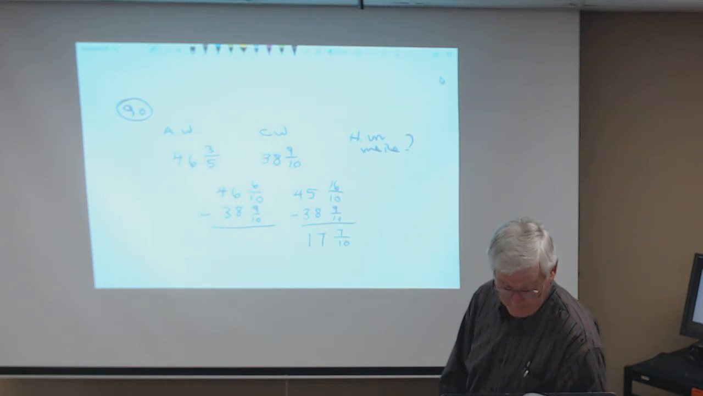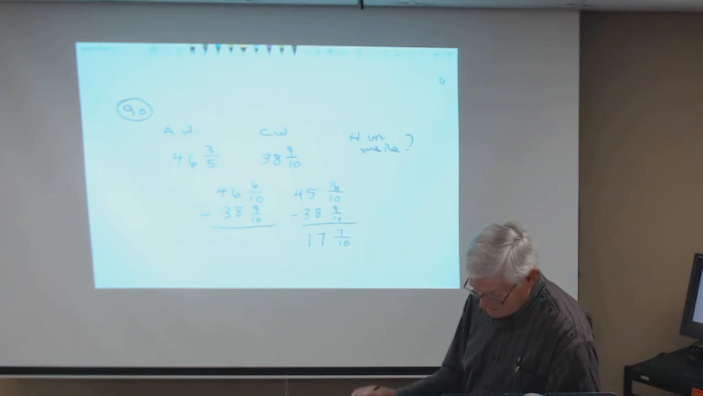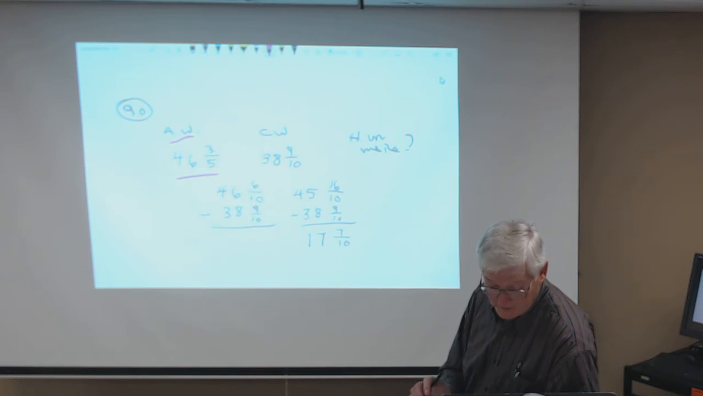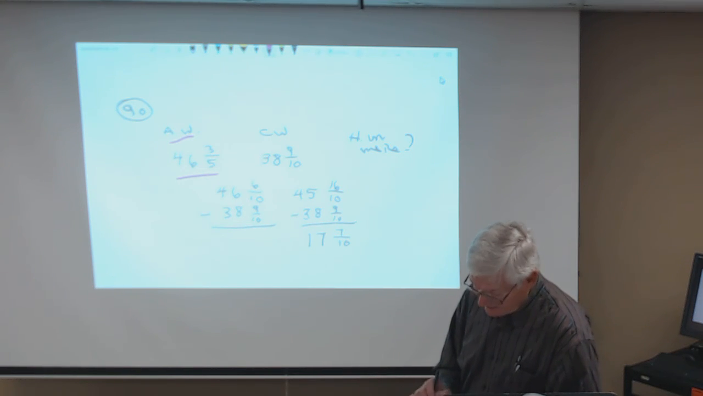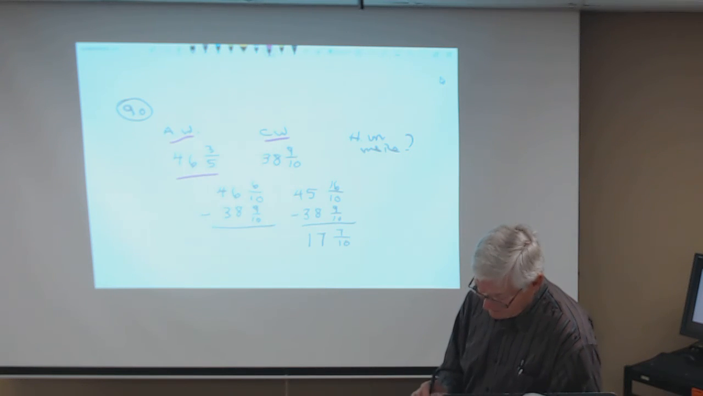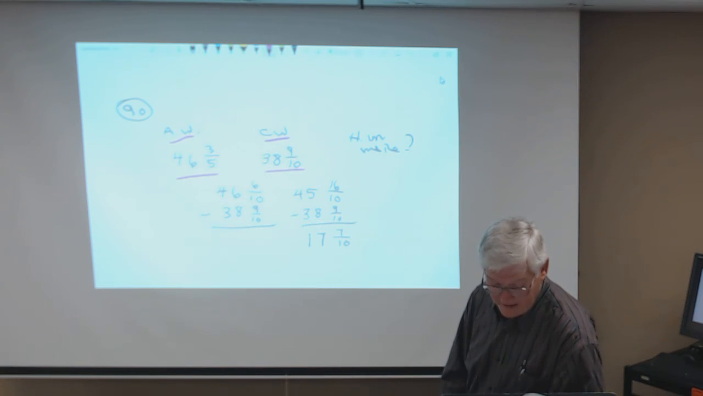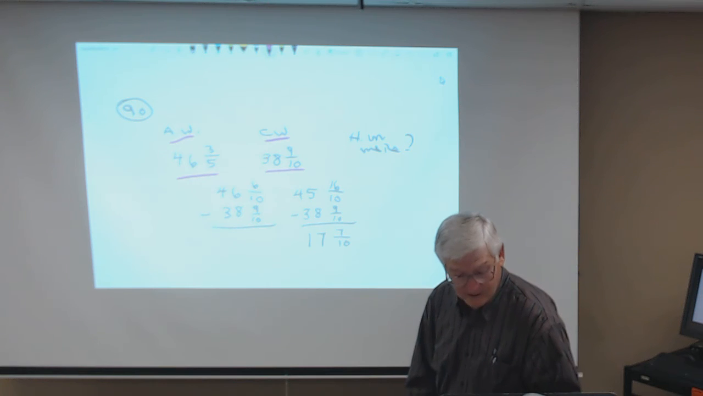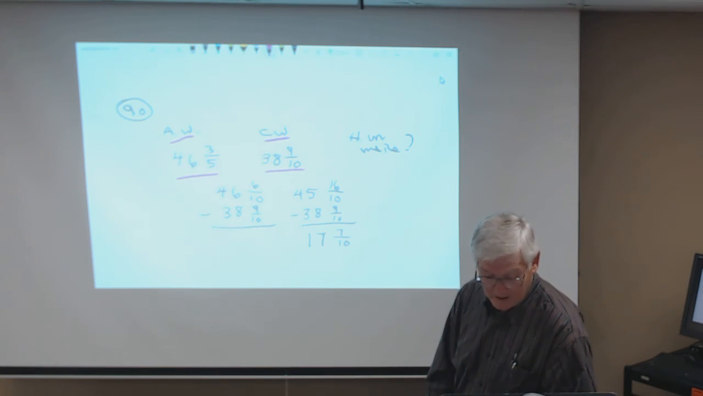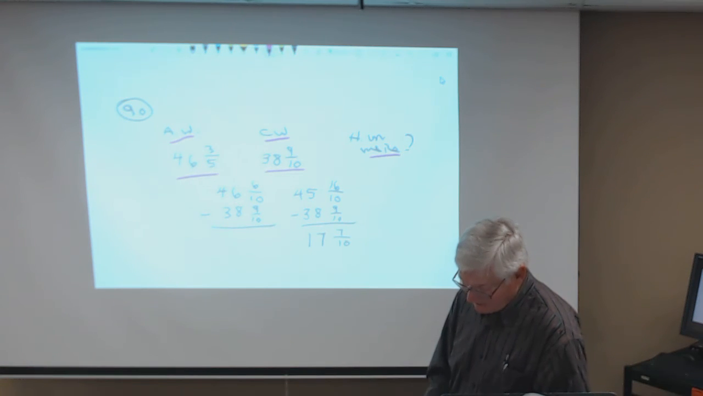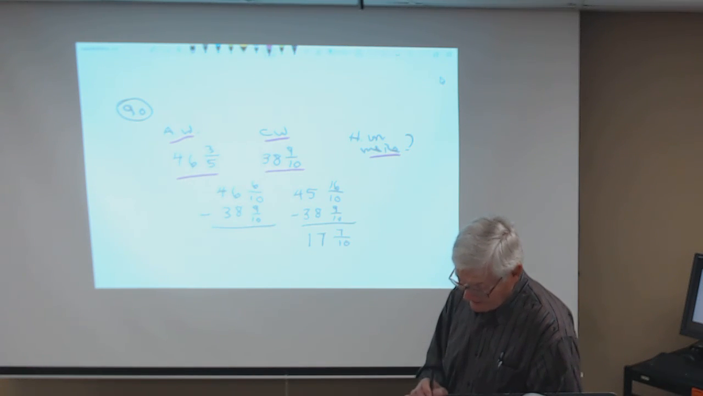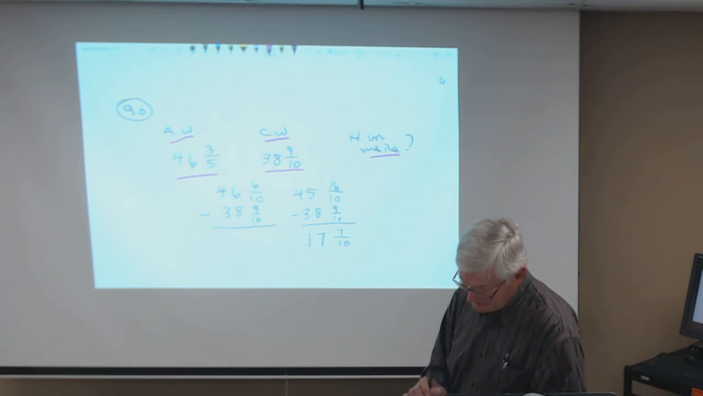Number 90. Americans work an average of 46 3/5 hours a week. And Canadians work an average of 38 9/10 hours a week. How many more hours per week do Americans work? So how many more? That's what we're looking for. So we take hours, 46.